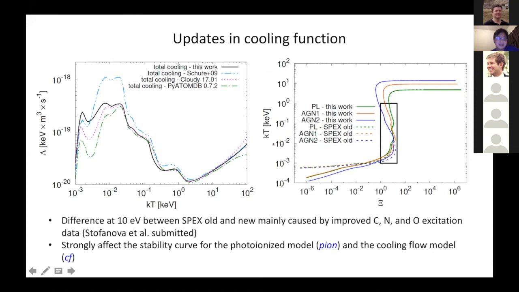By incorporating the new cooling function, we now have a different solution for the stability curve of the photoionized model, and we also have a new spectrum for the cooling flow model.